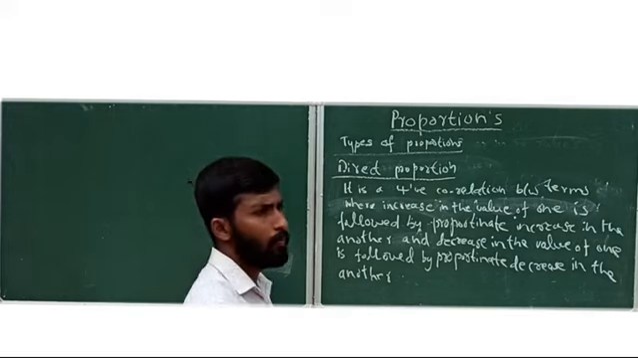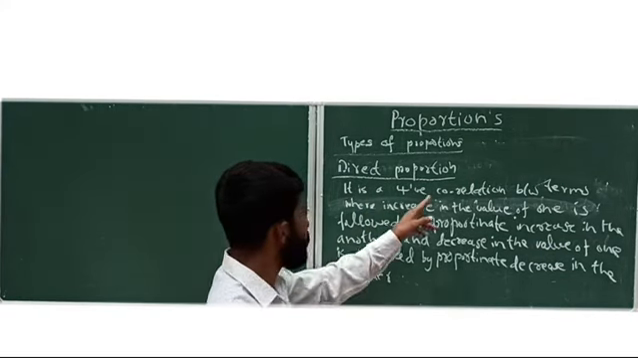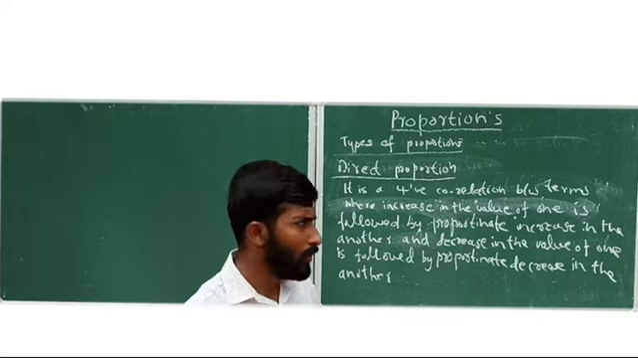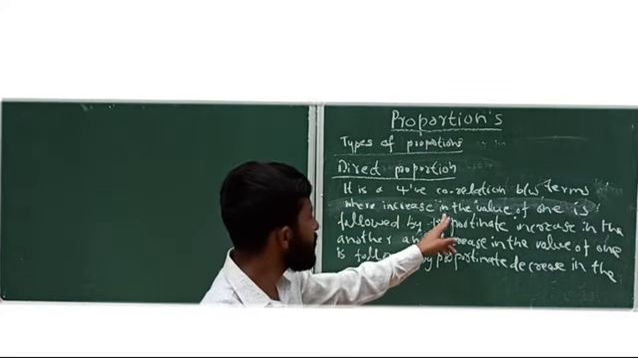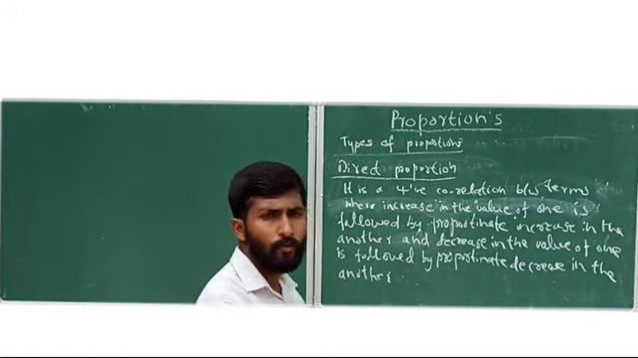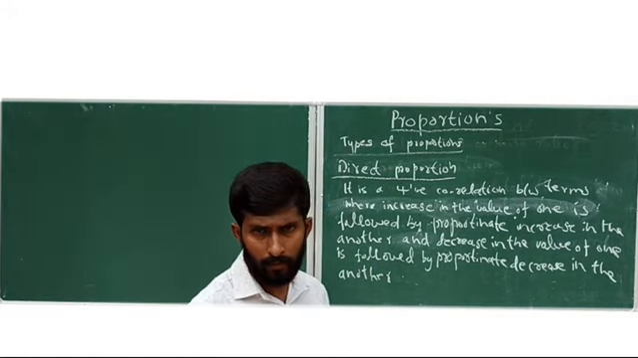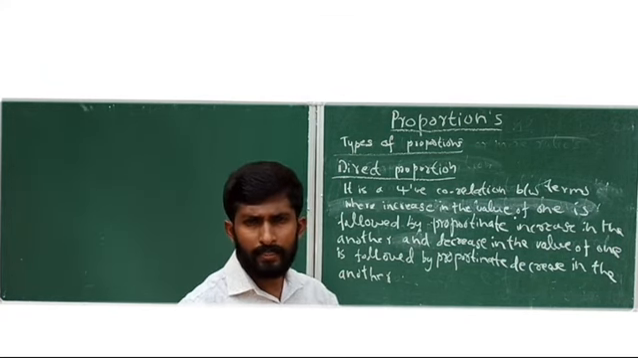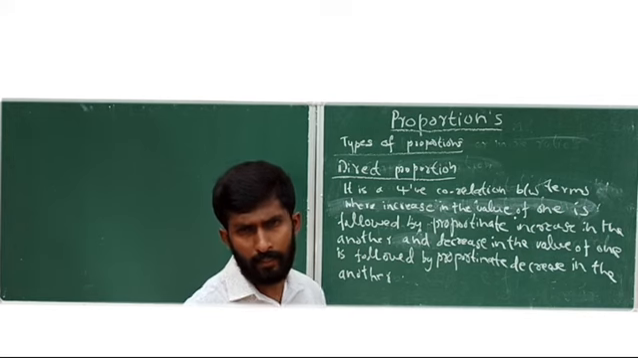That's the meaning of direct proportion. It is a positive correlation between terms, that means terms in the given proportion, where an increase in the value of one quantity is followed by a proportionate increase in the other one. If there is a decrease in the value of one, then there is a proportionate decrease in the other quantity.